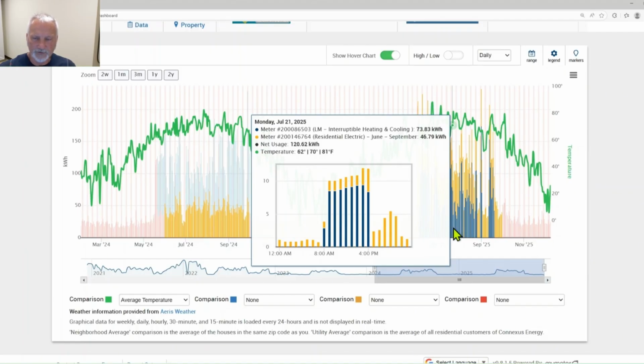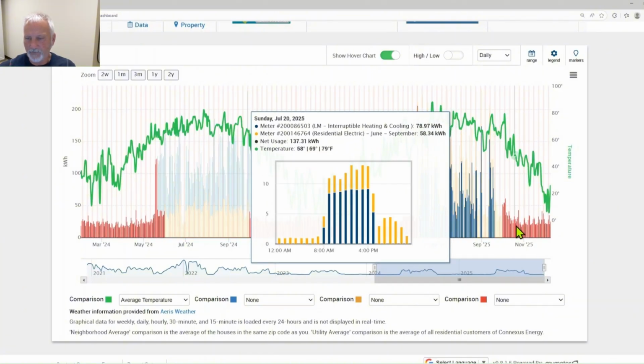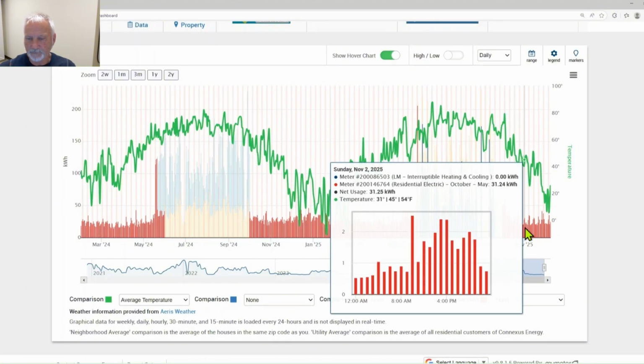So most of you are just going to have one meter, and so you'll just see 1 meter's usage on here. If I go to a day in November, well, now I have no air conditioning because it's cold, and there's obviously no pool heater.